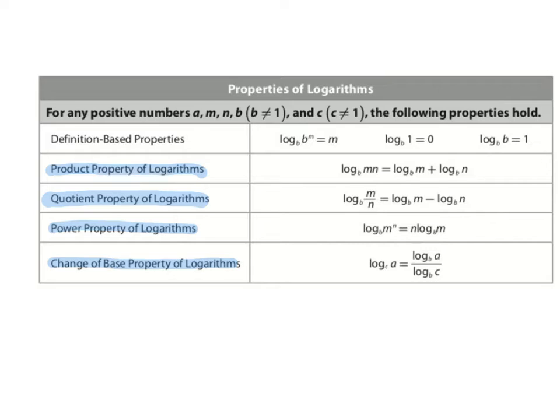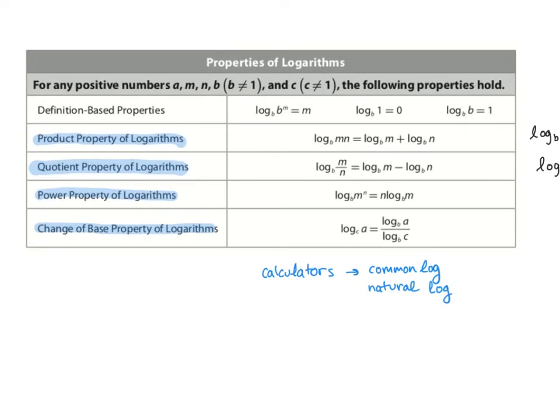So just so you guys know, most scientific calculators can only do common log or natural log. So if you're trying to get a decimal approximation for something, let's say like log base 2 of 7, most scientific calculators, unless you have a really fancy one, cannot do log base 2. So you'd have to rewrite it using either common logs or natural logs. You can pick whichever one you want.